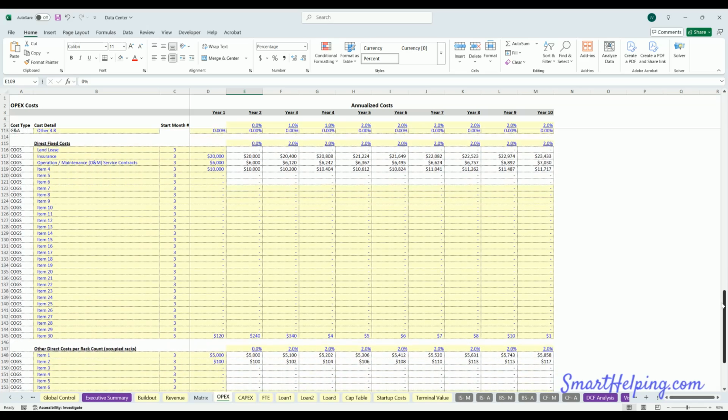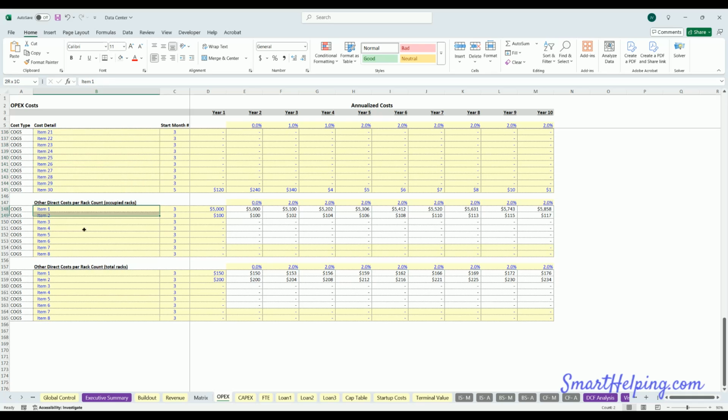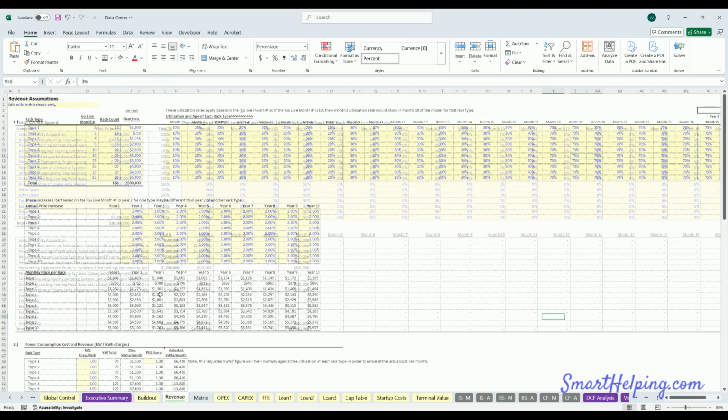And then we kind of touched on this. You've got direct fixed costs, SG&A and cost of goods sold, and you've got cost per occupied rack and cost per total rack per month. So this is, or sorry, per year. So this would take this number divided by 12 times the occupied racks for the month. This would take this number divided by 12 times the total racks that exist here on the revenue, and it's 160 in this case.